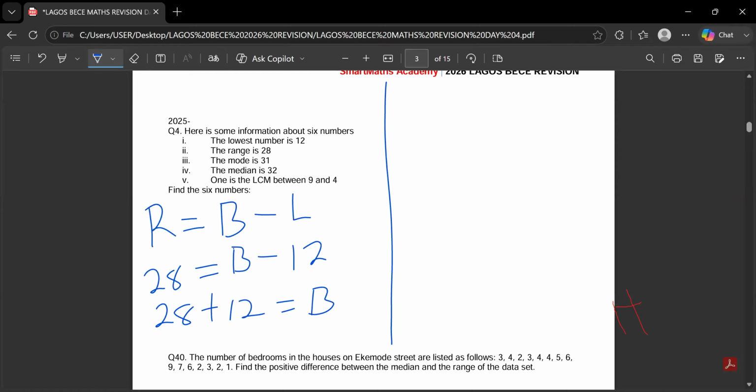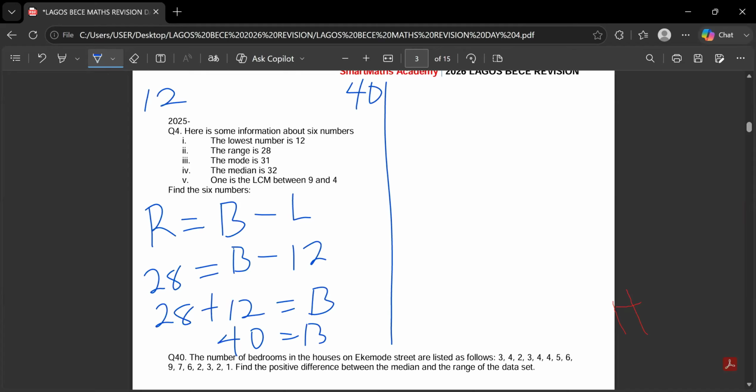28 plus 12 gives 40. So if the smallest number is 12, and there are 6 numbers, we write 12 and the biggest number, which is 40, here. So how many numbers remain? 4 numbers. We have to look for 6 numbers, so we have seen 2 out of the 6. It remains 4. Then the mode is 31.